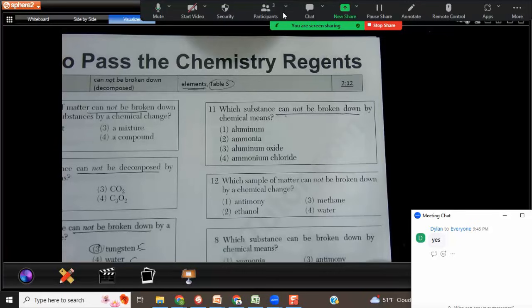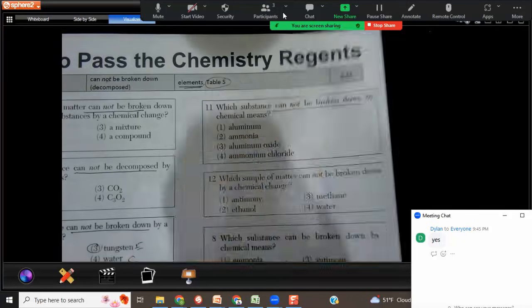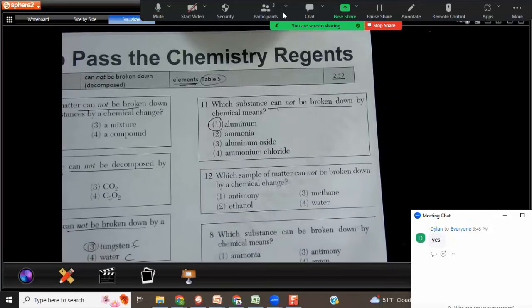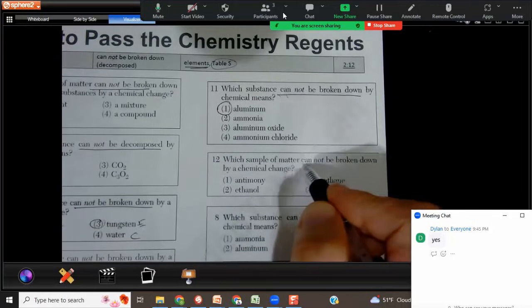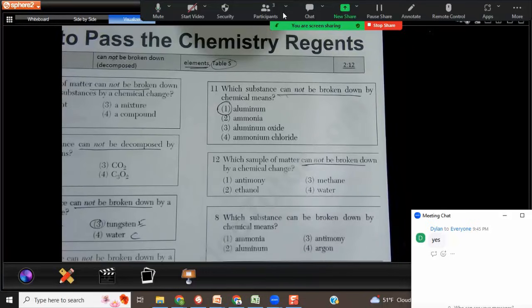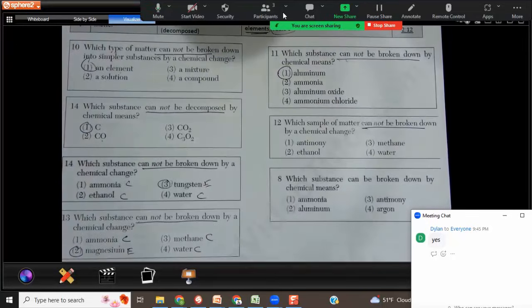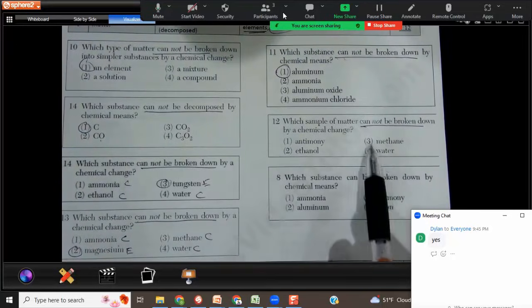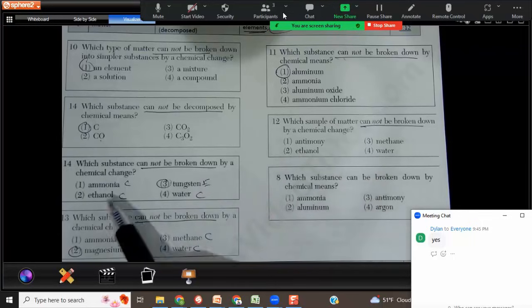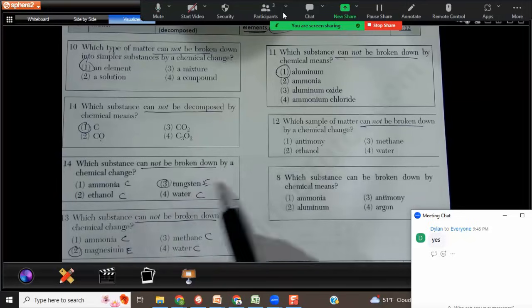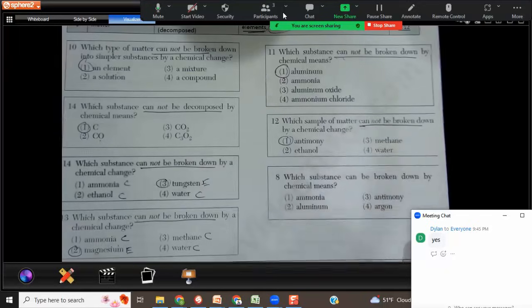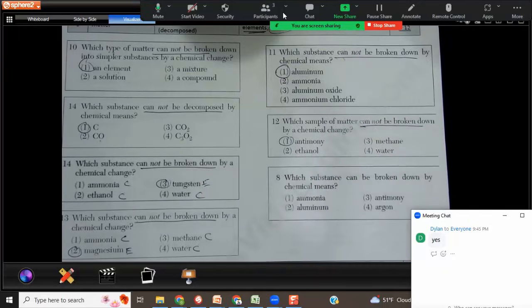So for number 11, do you guys see the element? 1. Yes, it is. Aluminum's the element. The only one listed in table S. Question 12, cannot be broken down. Here they use methane, water, ethanol. So this time it's going to be antimony. Antimony is your element. The other three are compounds.